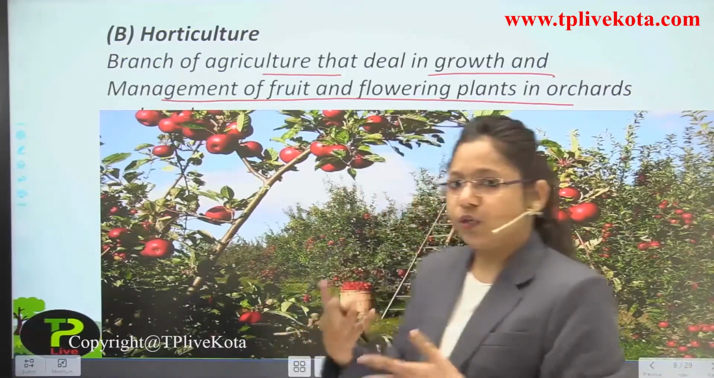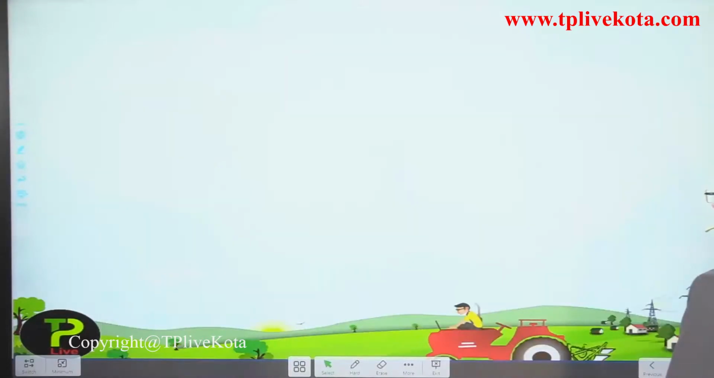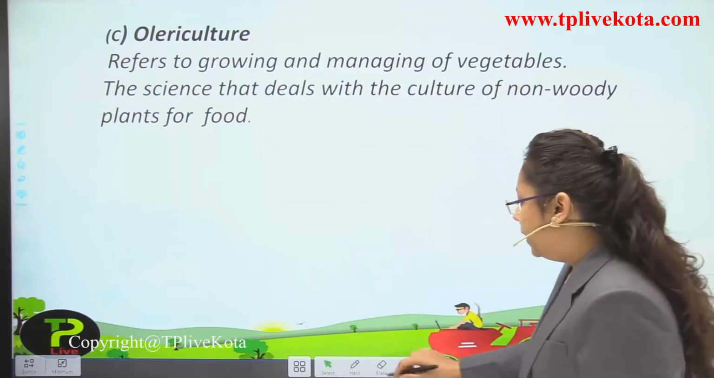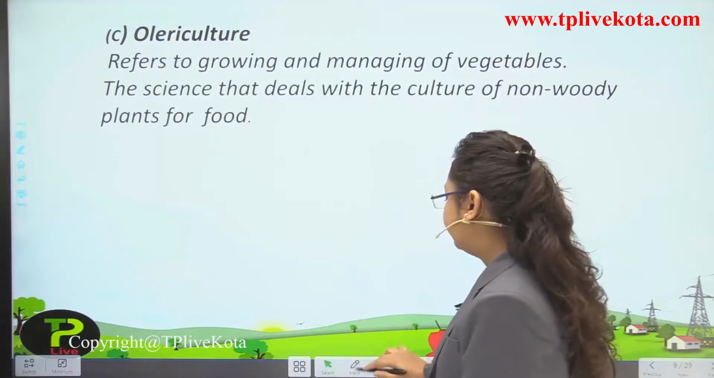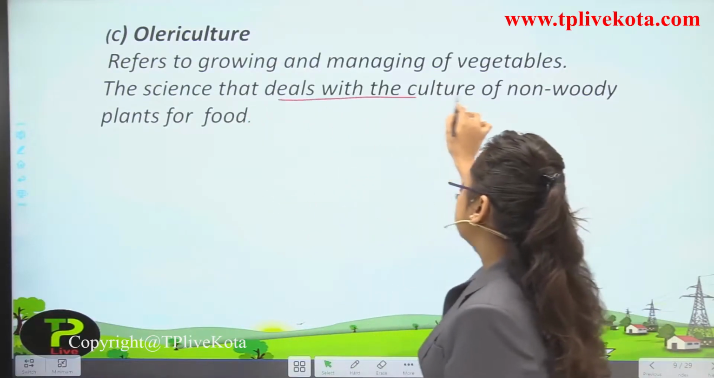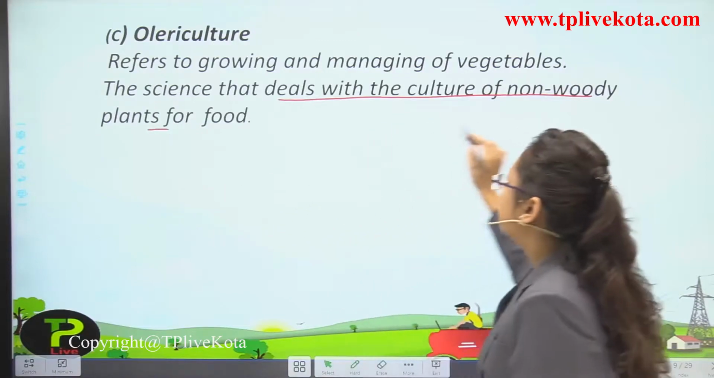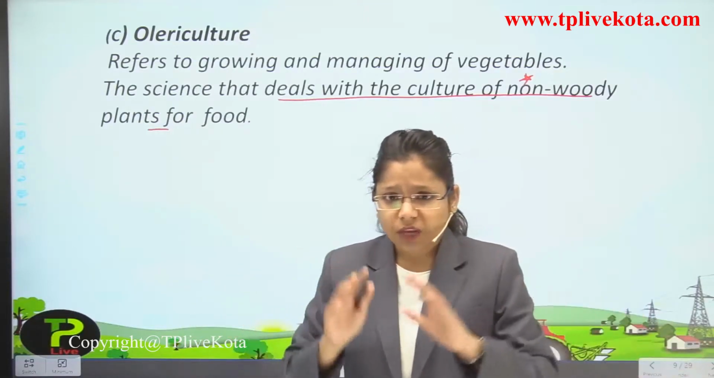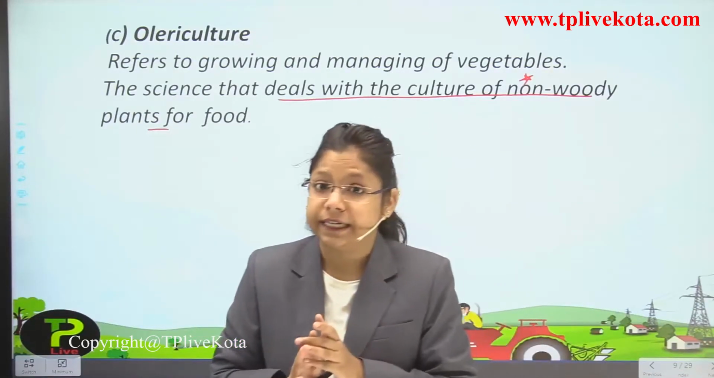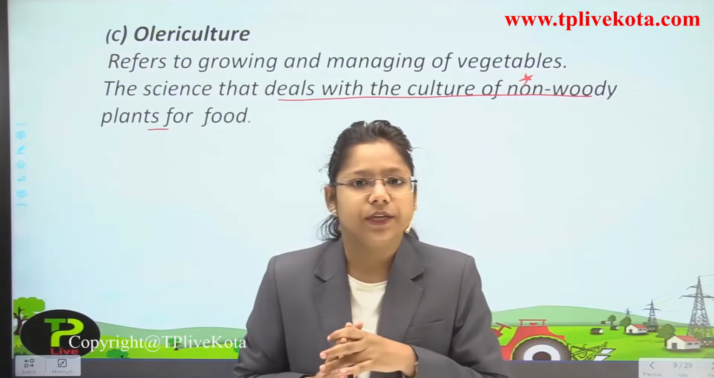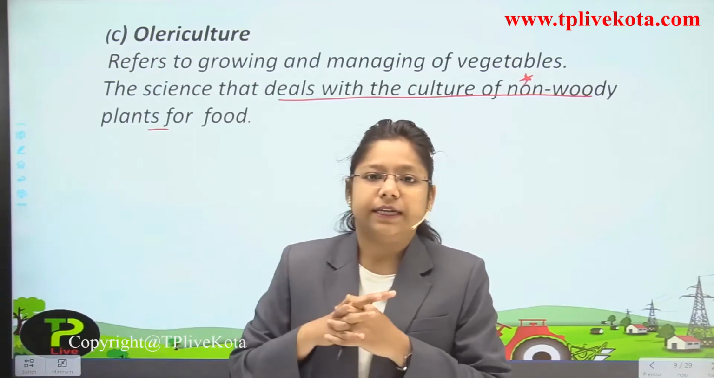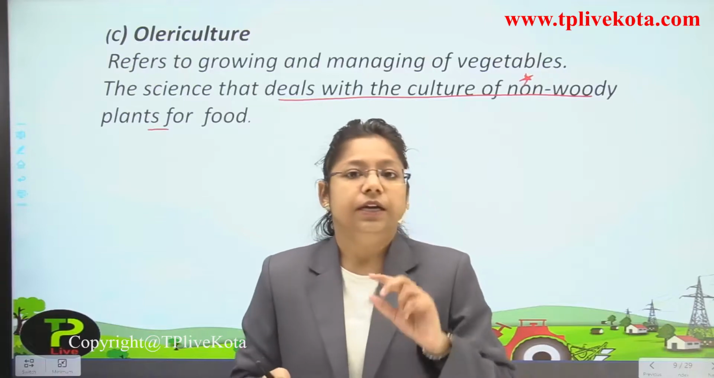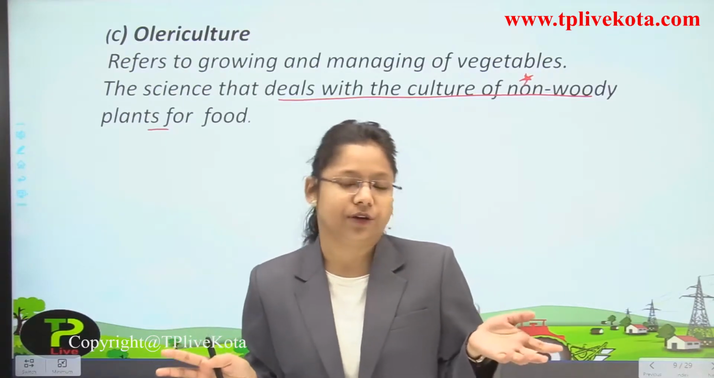Now moving on towards the next type of agriculture, that is olericulture. What is olericulture, students? Olericulture refers to growing and managing of vegetables. It is the science that deals with the culture of non-woody plants. You should put a star mark over here. Non-woody plants means these plants do not do secondary growth. Remember student, if a plant is doing secondary growth, then the wood part will be developed. But if a plant is doing only primary growth, then the wood part will not be developed. Its stems and branches will remain green forever.